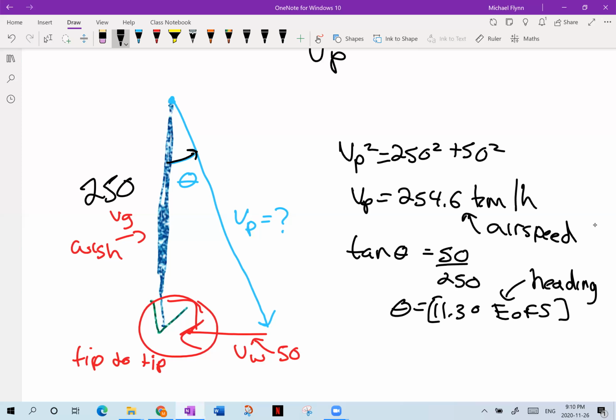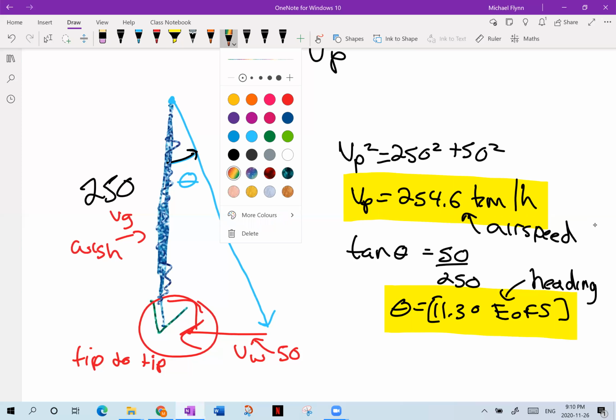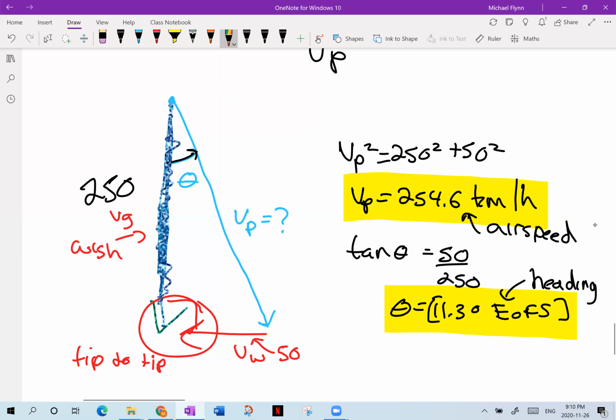So what does the pilot do? The pilot sets his throttle, which is the speed of the plane through the air, to this number here. And he sets his heading to 11.3 degrees east of south. And the wind will blow him back to the south line. So he's going to end up traveling along this beautiful looking rainbow line. Okay. So that's the rainbow line here. He's going to end up traveling along that line.